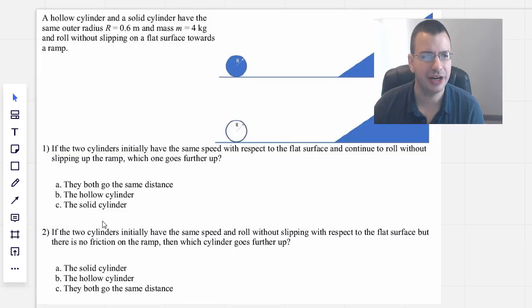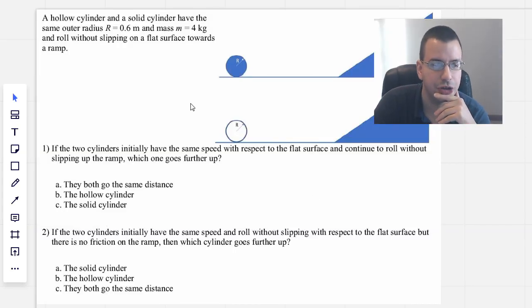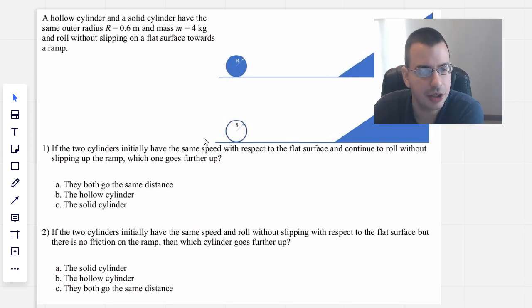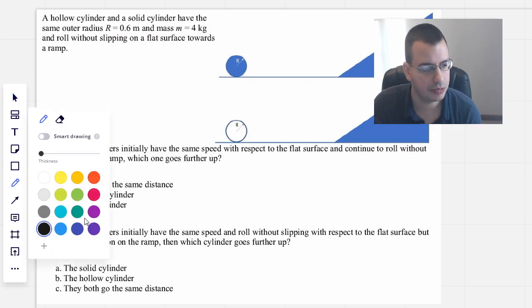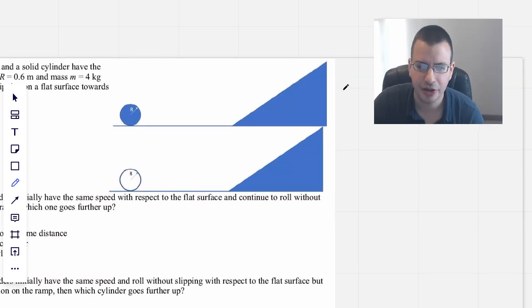A hollow cylinder and a solid cylinder have the same outer radius of r equals 0.6 meters and mass of 4 kilograms, and roll without slipping on a surface towards a ramp. All right, make sure this looks reasonable. So this is the solid, that's the hollow. Looks like the ramp starts, not important.